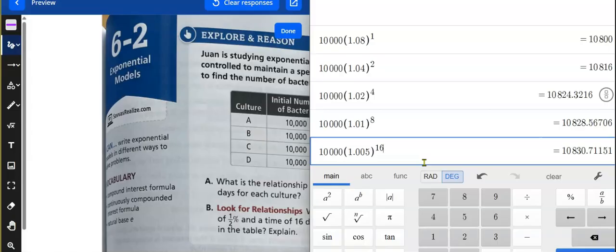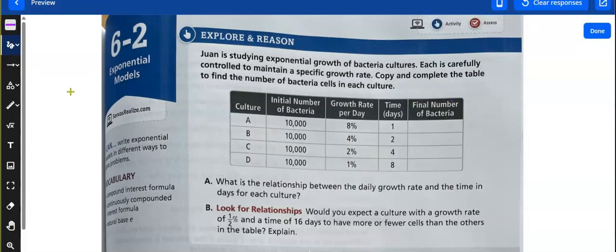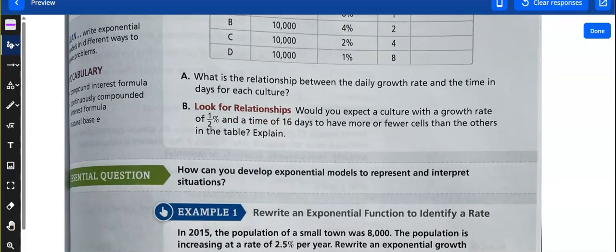Now, instead of thinking of this as bacteria, what if this was your money? It's going up. I can take a lesser percentage as long as the time is longer. So now you know it. I hope you filled in this table as we went through it. And we pretty much answered part B as well.